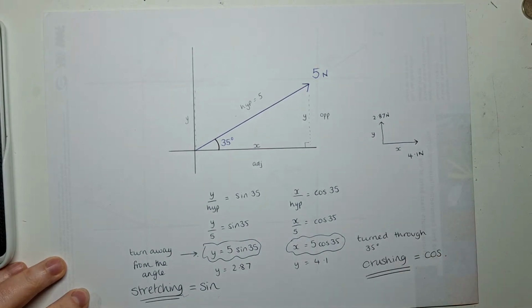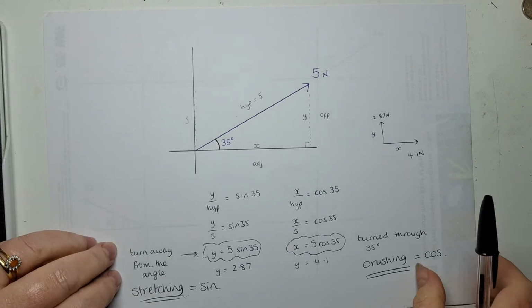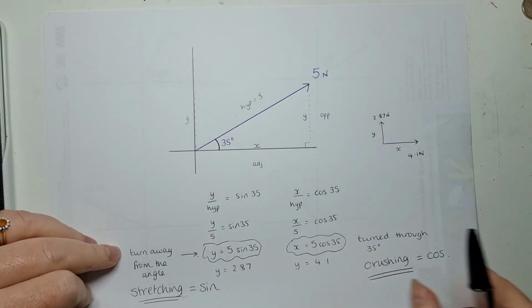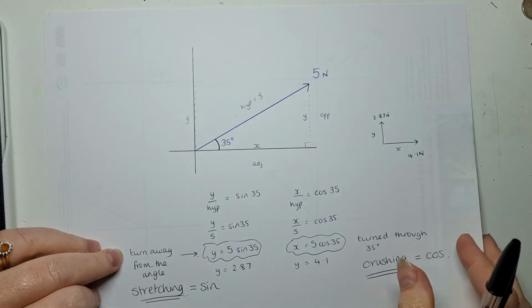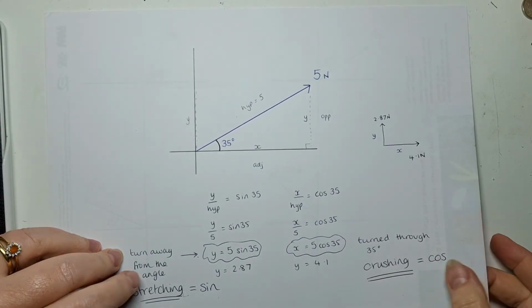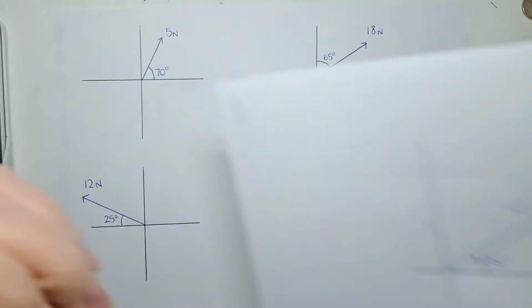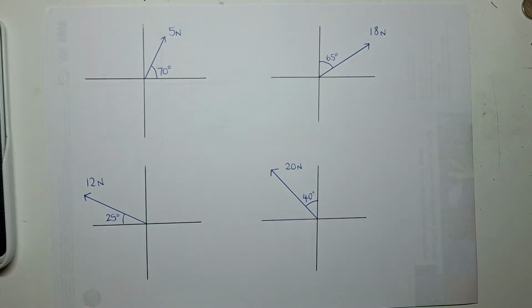So that's all you actually have to think about. Are you, as you move this arrow, are you crushing or are you stretching? And you will always end up with the correct trig word. Okay, let's have a look at some examples. Paper stuck together. There we are. So the first one, we've got exactly the same picture, effectively, just a different angle.